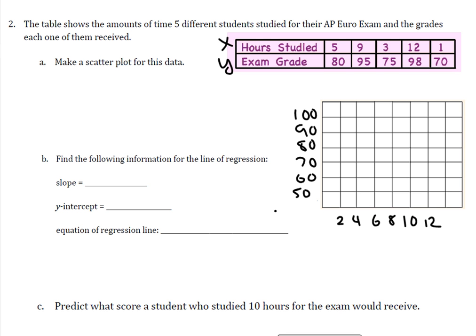For 5 hours, they got an 80%. So 5 is right here, 80 is right here. At 9 hours, they got a 95. So at 9 hours, 95. 3 hours, got a 75. 12 hours, got a 98. 1 hour, got a 70.